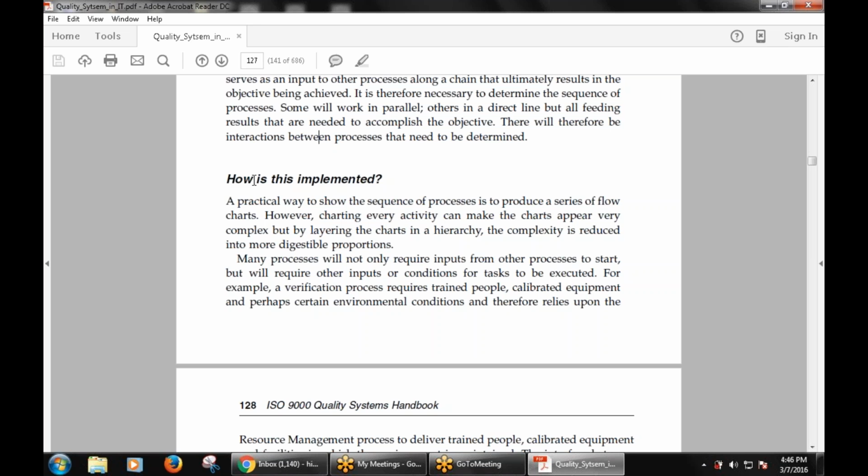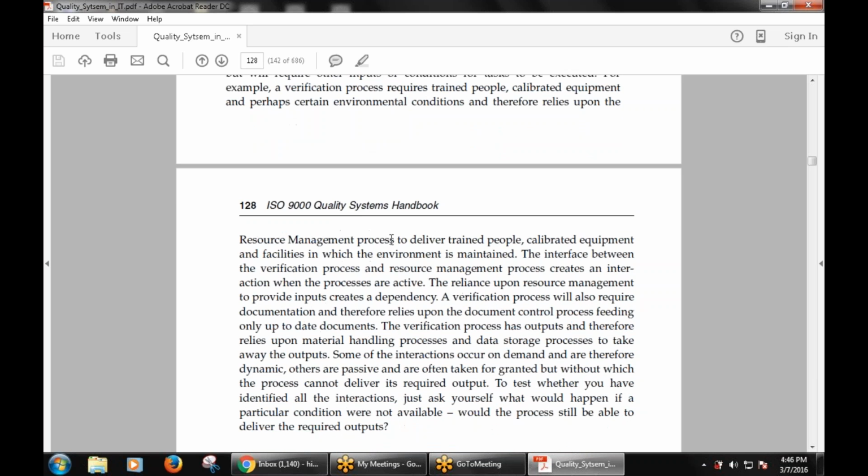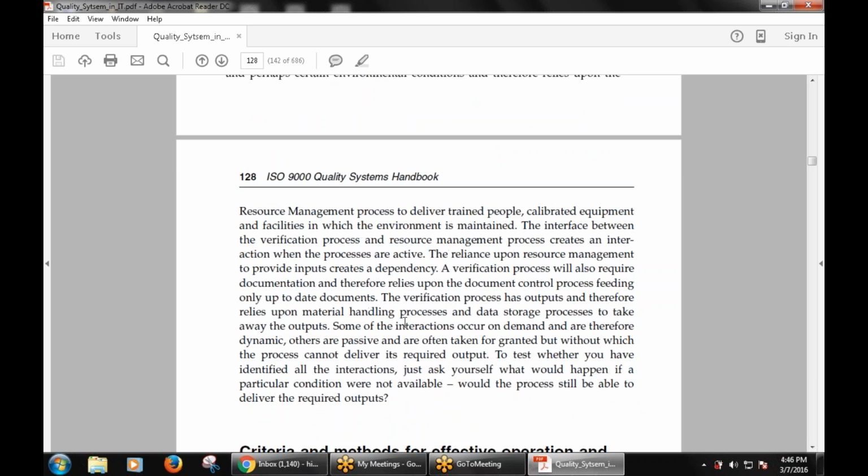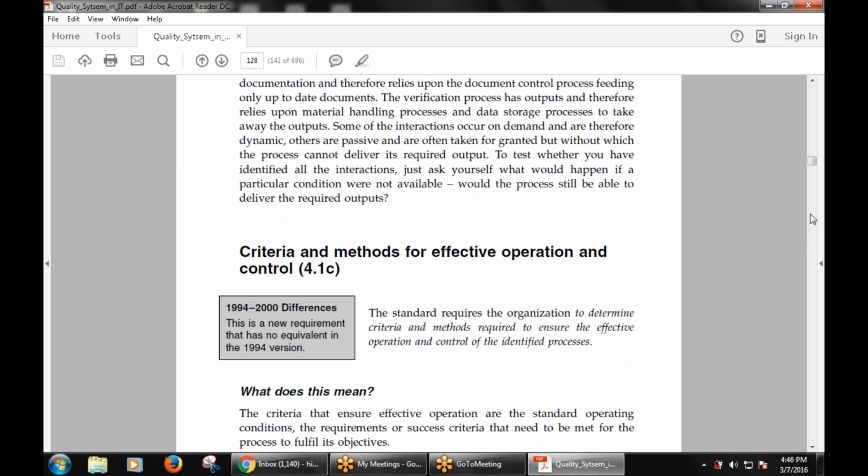Many processes will not only require the input from other processes to start, but also require other input or conditions for the task to be executed. Whatever process is executed is implemented using the flowchart. And there is a resource management process that is also used to deliver trained people, calibrated equipment and the facilities required in the environment. So sequence is done, interaction is done, identifying is done.